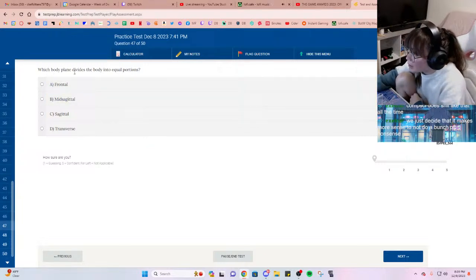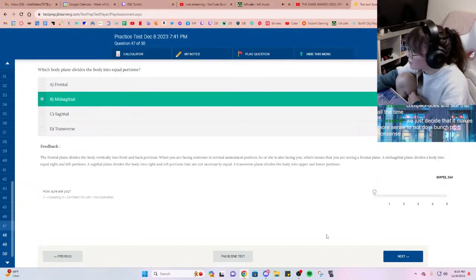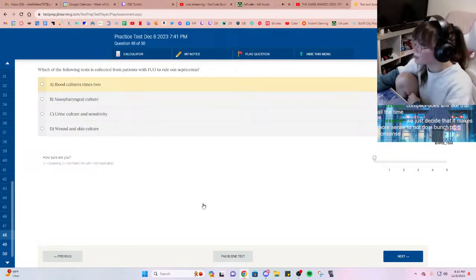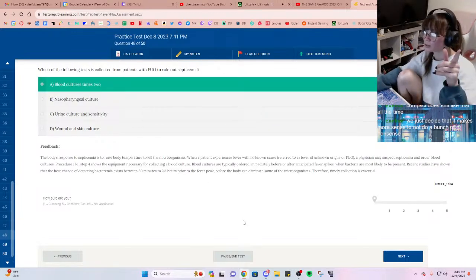Which body plane divides the body into equal portions, mid-sagittal? Which of the following tests is collected from patients with FUO to rule out septicemia? Blood cultures times 2. Blood cultures for septicemia.